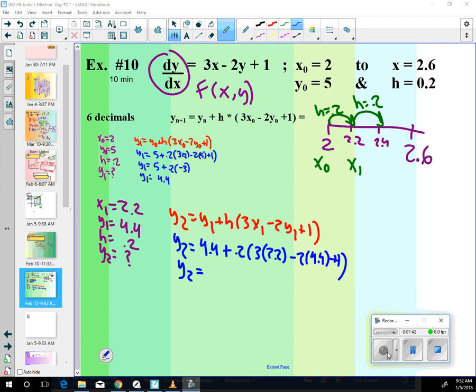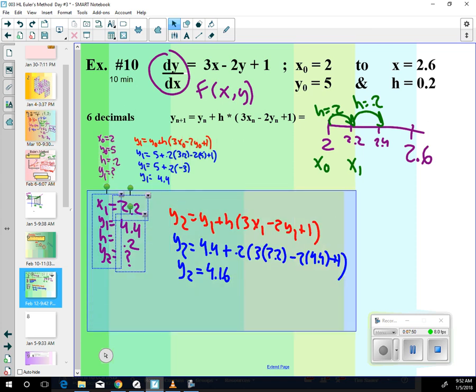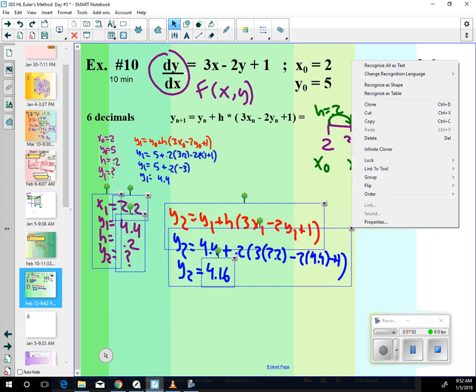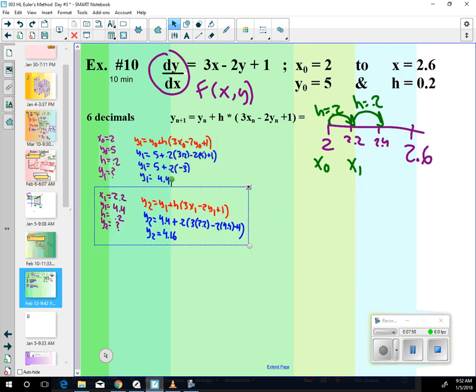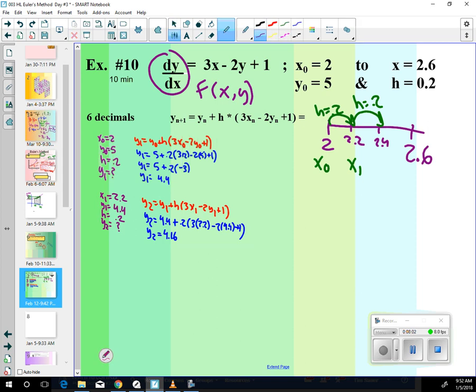All right, so 4.16. Great. So we did the second one. I'm going to shrink that too. You see what I mean? This isn't hard. Is it a little annoying though? Yeah, it's very annoying. So we're going to do x2 equal to 2 point what this time?